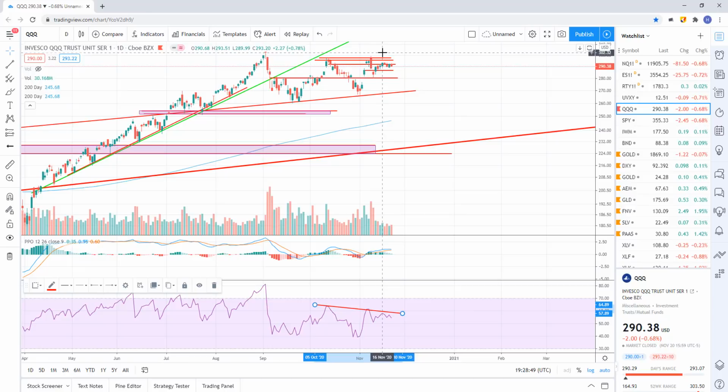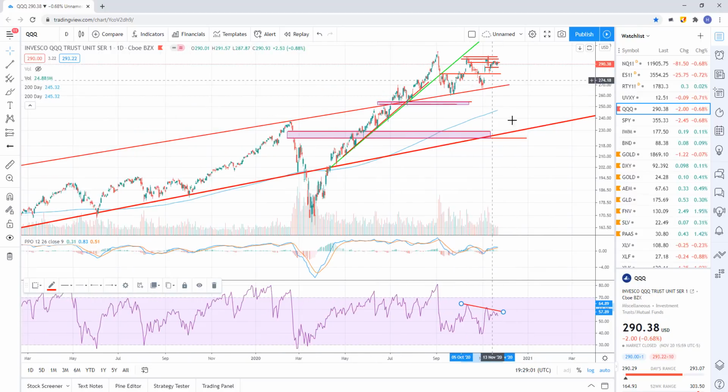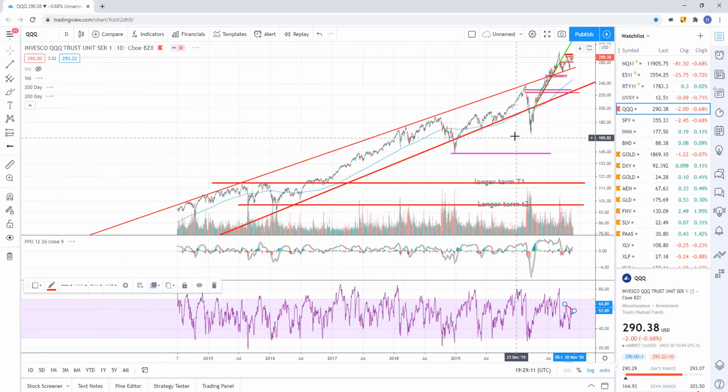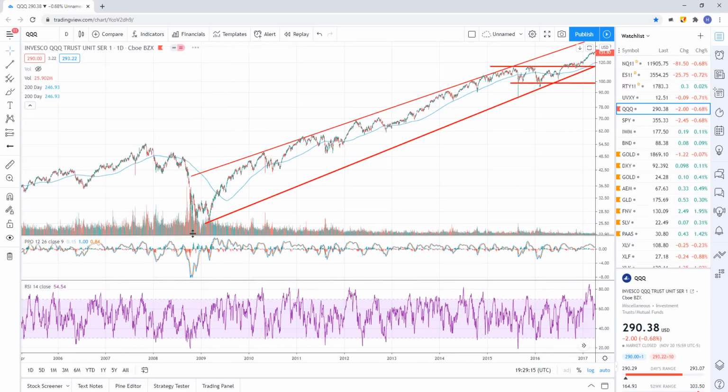Just looking for some sort of an impulsive breakdown to confirm that it's ready to move down. Now, if we do break, I think we're going down to 269, 270, somewhere right in there, and I think we're going to break that. Ultimately, I think we're heading down to the bottom of this price channel around 233 to 235. I don't know when we'll get there, so I don't know exactly the price, but I think we're heading down to the bottom of this price channel, which comes all the way back to the 2009 lows.